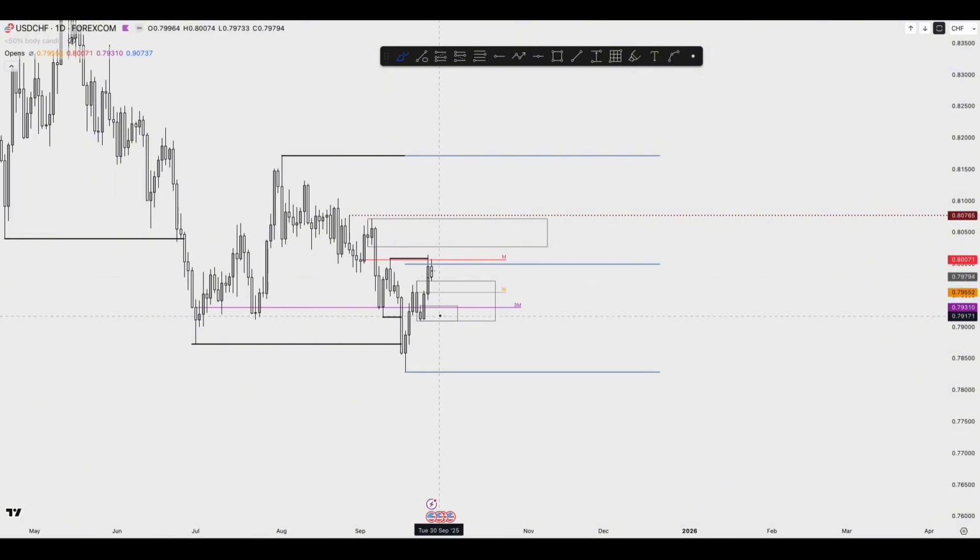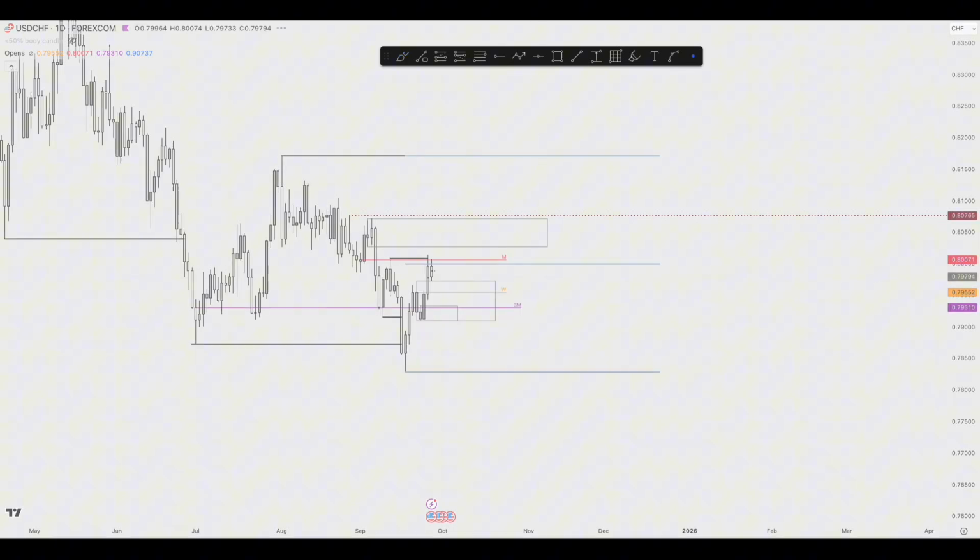That's why I would like to see a move down, maybe to the weekly open, and then one move up, take out this liquidity into this supply zone, and in the supply zone, a 4-hour fractal change of character. This would be my dream scenario for USD Swiss.